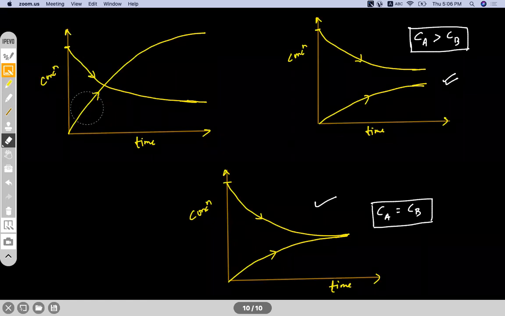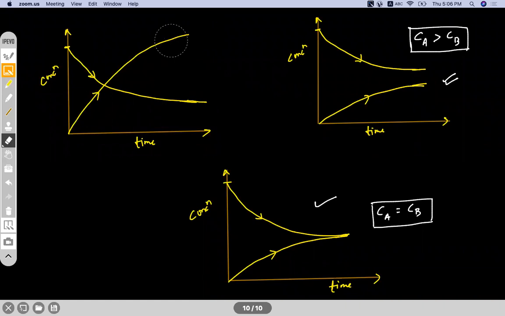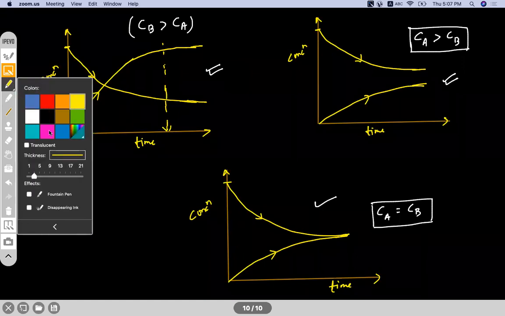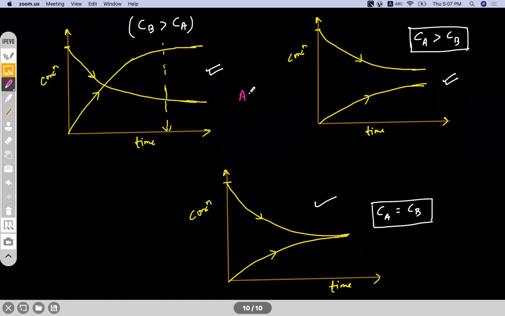If the initial concentration is zero, right? So purposely I have given this. If I make one change over here, suppose the graph goes like this and becomes constant at some point, for this one we can say CB is greater than CA. So this graph is also possible. So all three graphs represent the equilibrium state.